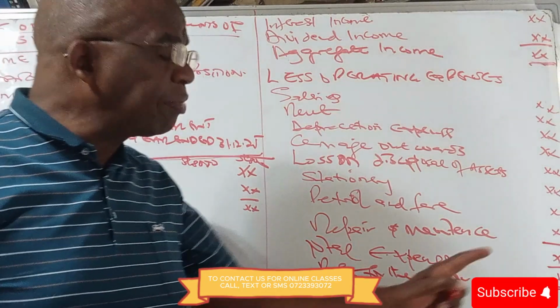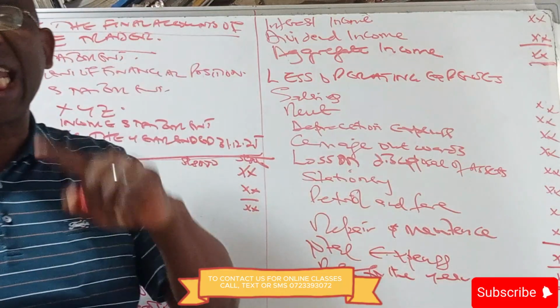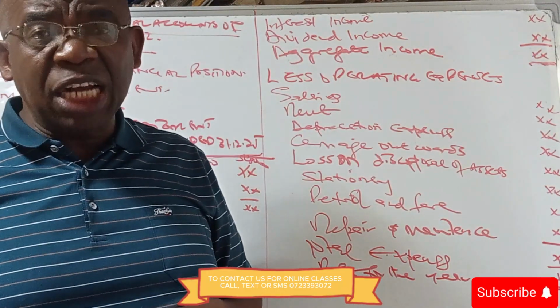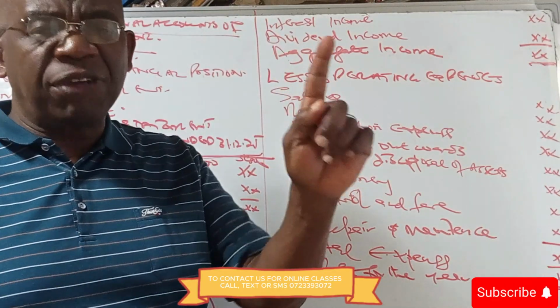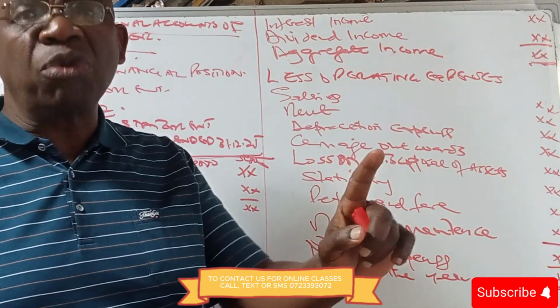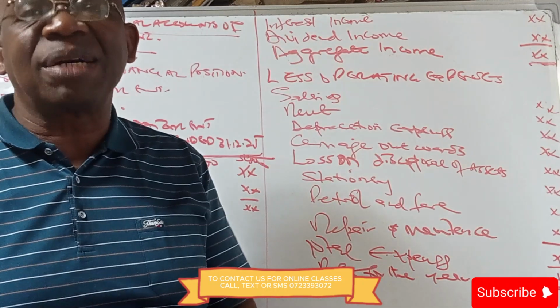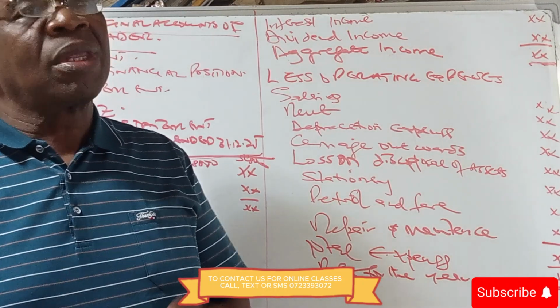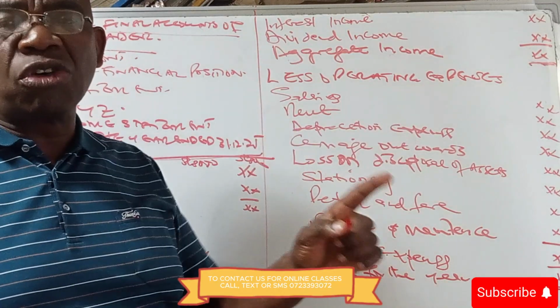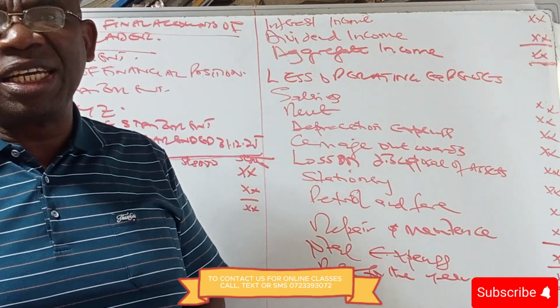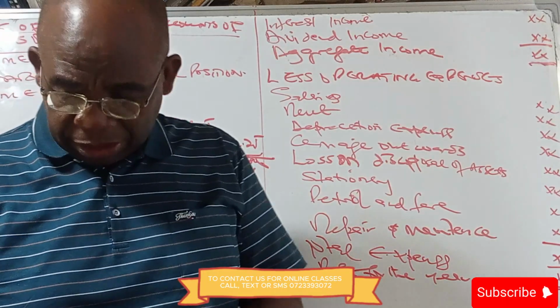Now, our profit for the year is what is taken to the balance sheet. In the balance sheet, we say opening capital, add profit for the year, less drawings, we get closing capital. You get closing what? Capital.